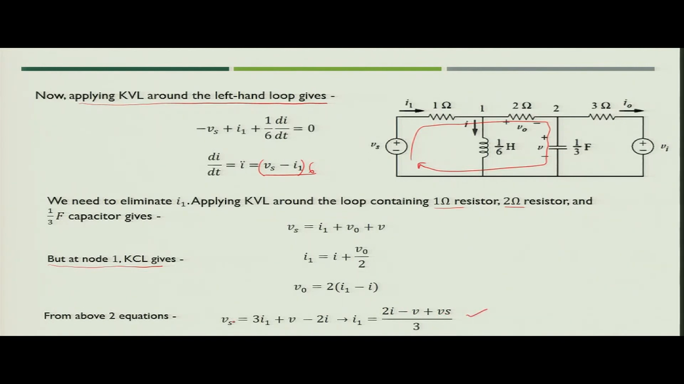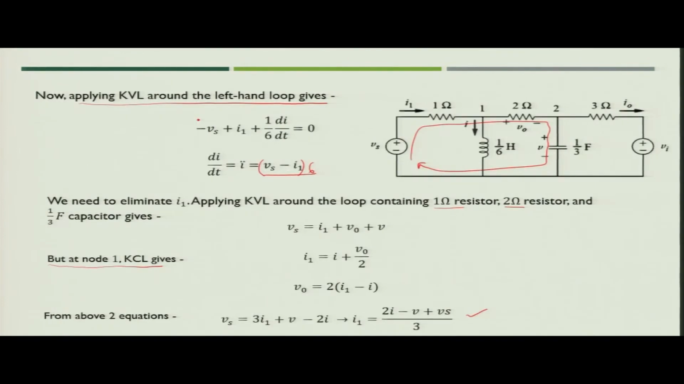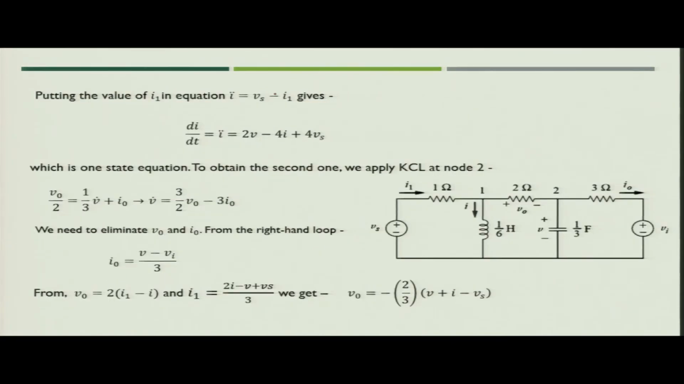So, you get I 1 in terms of the other components. In this way we can eliminate I 1 from the equation. Now, putting the value of I 1 in this equation, that is I dot is equal to V s minus I 1 into 6. So, this is V s minus I 1 into 6.